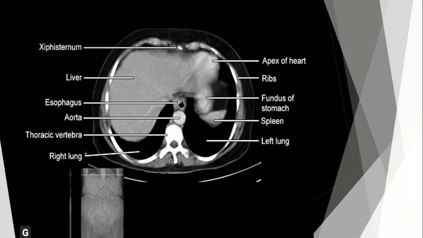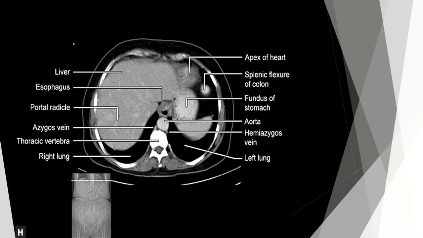So it's a normal view of our CT scan. Here on the picture you see the level at which we took this picture. It's the base of the lungs, right and left lungs. We have part of the spleen, fundus of the stomach, apex of the heart, ribs, liver, esophagus with air in it, aorta, and thoracic vertebra. Xiphisternum, it means xiphoid process of the sternum. And of course we see our liver.